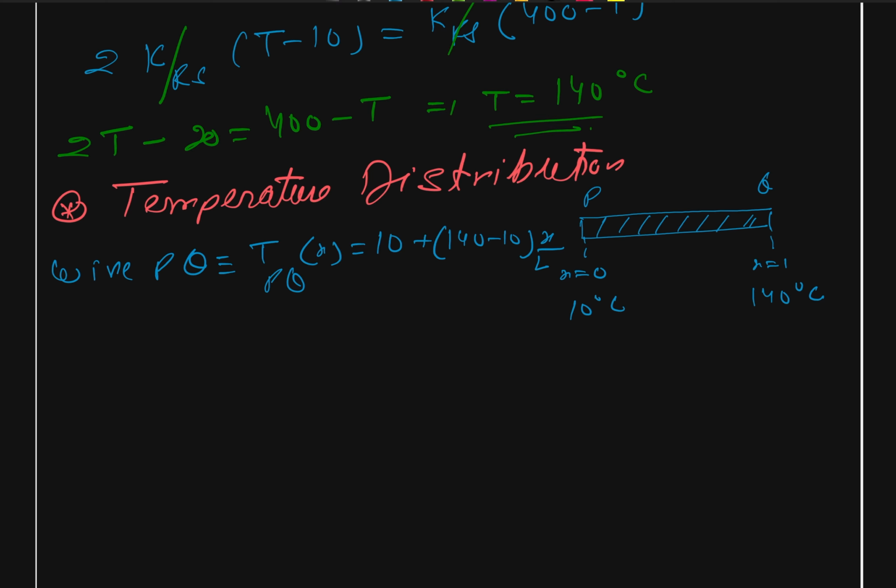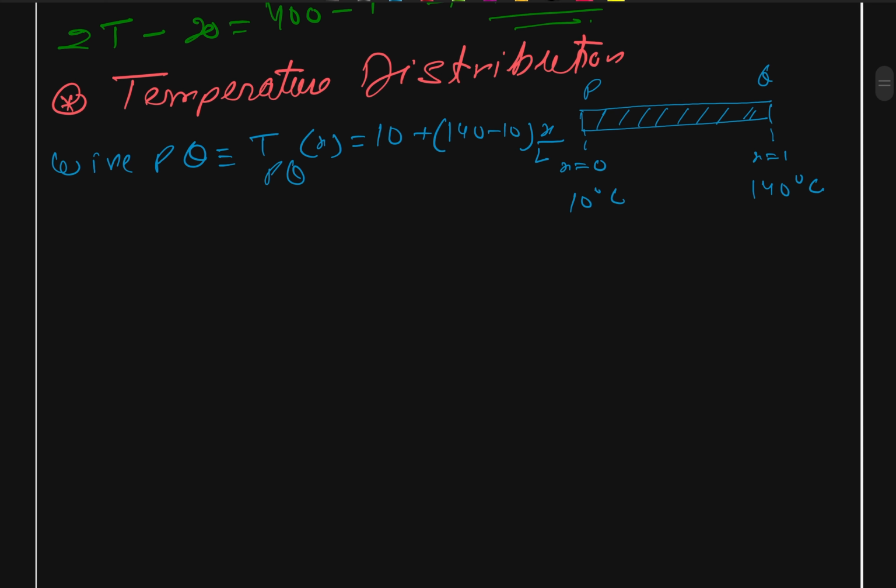And we can write from here that T of PQ of X will be equal to 10, and L is 1, so this will be 10 plus 130 times X, and we have to remember that X is greater than or equal to 0 and less than or equal to 1.